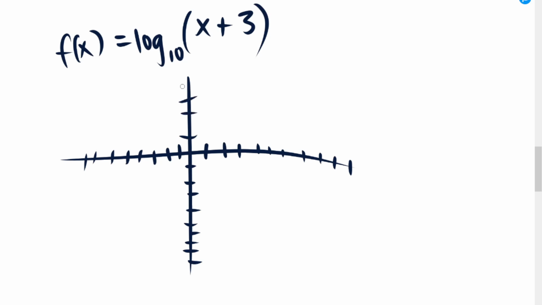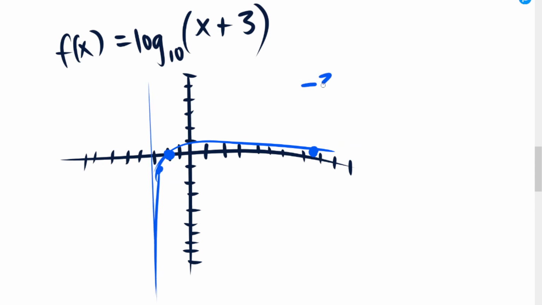In this case, we start at 1, 0, and then we do it at 10, 1, and then 1/10, like that, sort of. And then since we're moving to the left by 3, we'll just go like 1, 2, 3. And that will move our asymptote to -3.